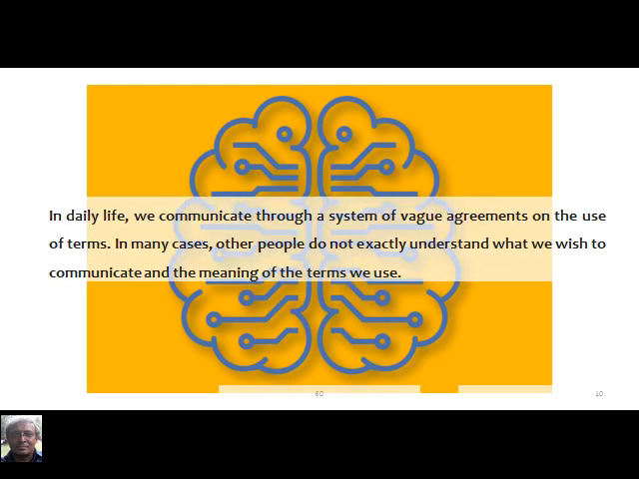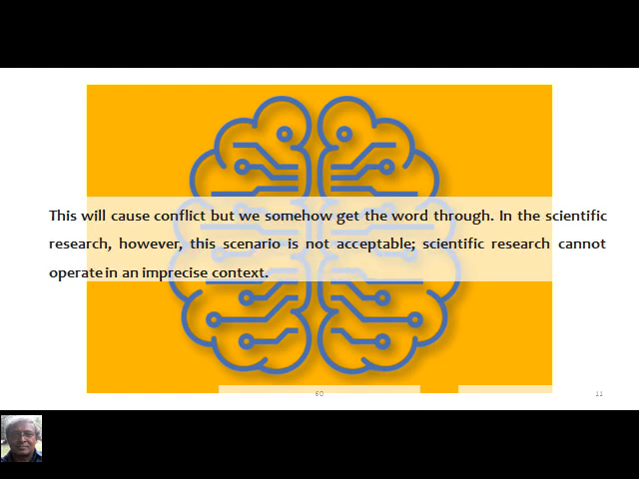In daily life, we communicate through a system of vague agreements on the use of terms. In many cases, other people do not exactly understand what we wish to communicate and the meaning of the terms we use. This will cause conflict, but we somehow get the work through. In scientific research, however, this scenario is not acceptable. Scientific research cannot operate in an imprecise context.